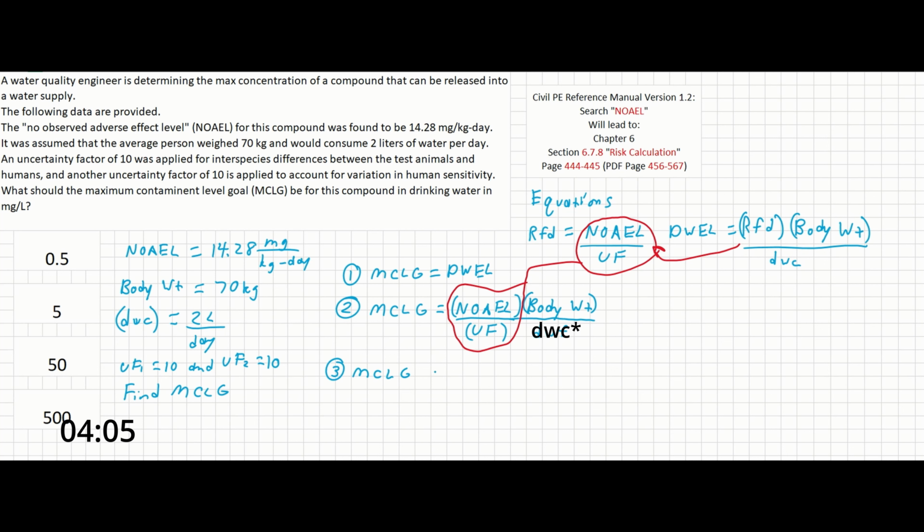So MCLG is going to be 14.28 milligrams per kilogram day times 70 kilograms over our first uncertainty factor of 10 times our second uncertainty factor of 10 times our drinking water consumption of 2 liters per day.